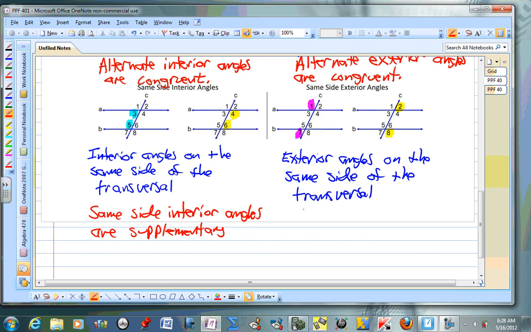And over here, same thing here. Same side exterior angles are supplementary. And remember, supplementary angles add up to 180.